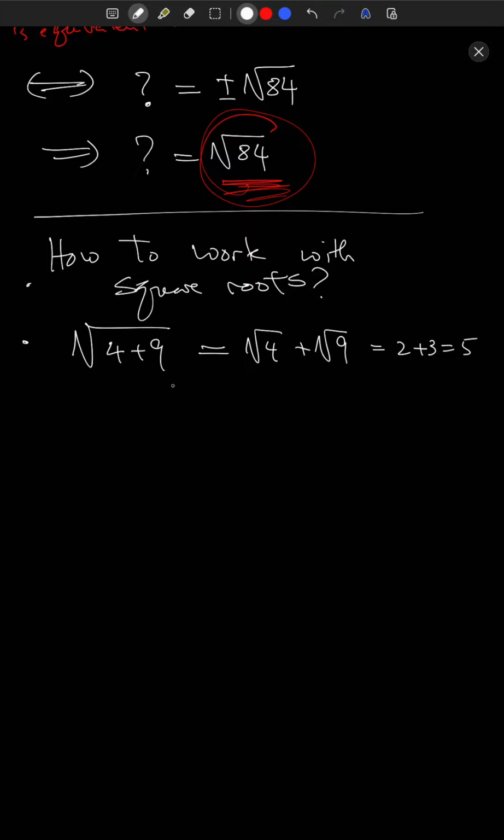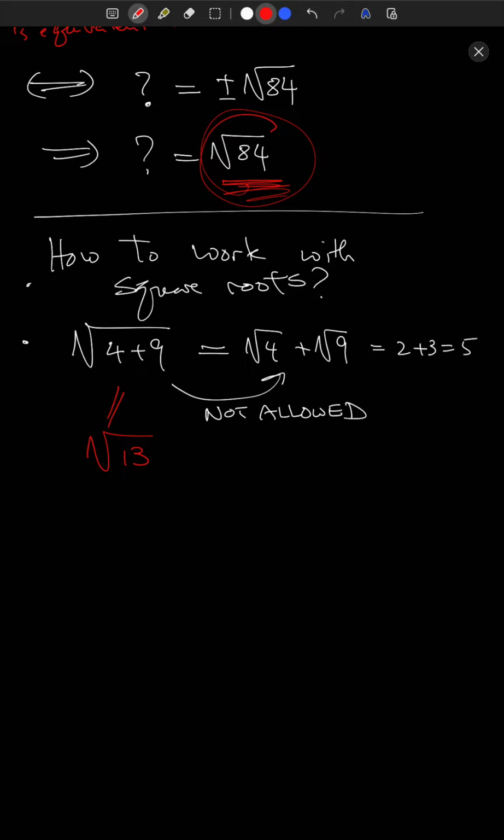You're not allowed to do this step right here because there is no rule involving square roots that allows you to split a square root when you're talking about sums. So you're not allowed to do square root of a plus b is equal to square root of a plus square root of b. Absolutely not true. And in fact, you can see that it's not true in this particular example. The left-hand side is actually equal to square root of, if I just literally add 4 plus 9, square root of 13. But square root of 13 is definitely not equal to 5.